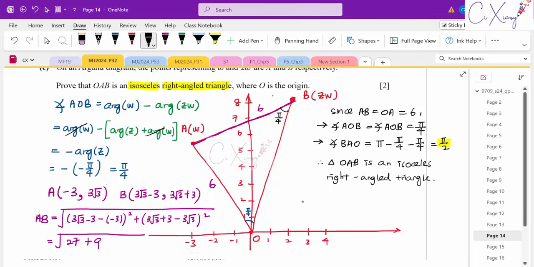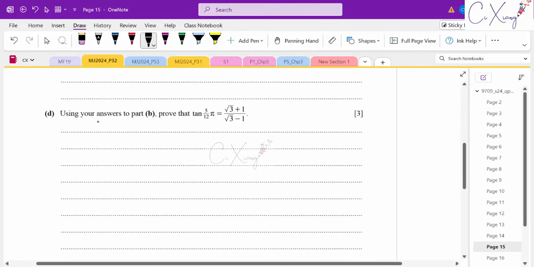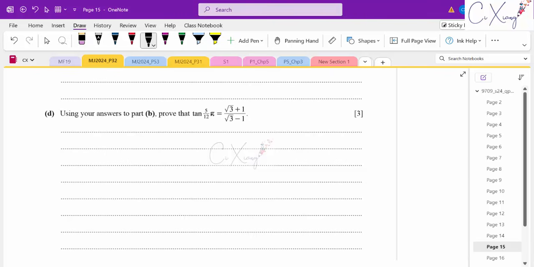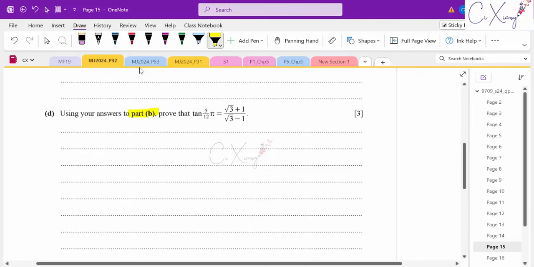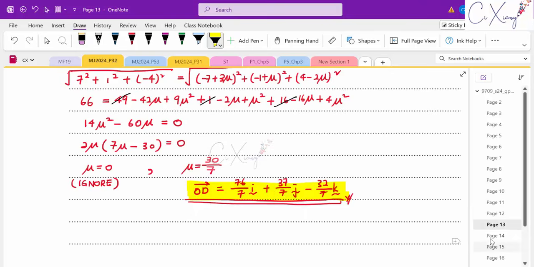Then let's have a look at part number D. Okay, so using your answer in part B, prove that tangent 5 pi over 12 is equal to this one. They have hinted to us very clearly that you need to use the answer in part B. So let's have a look. How can we get 5 pi over 12 from part B? Or maybe you can observe what we can get from part B first.